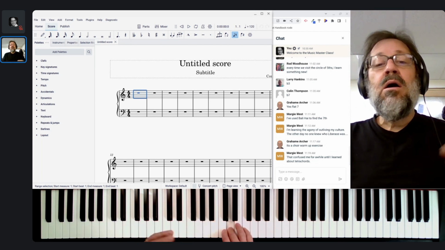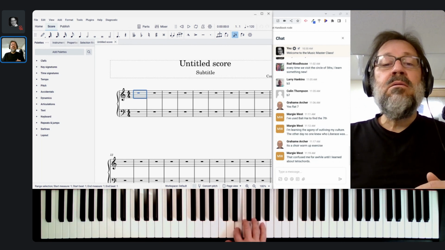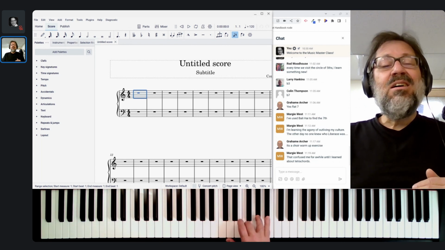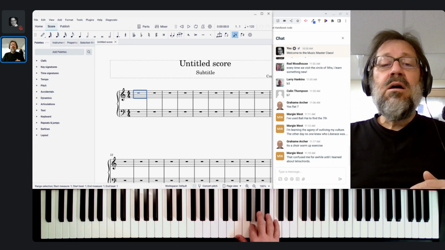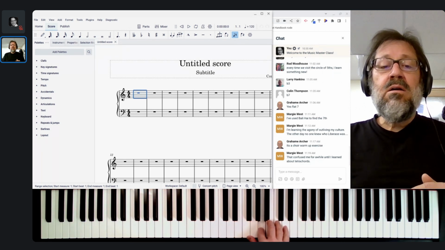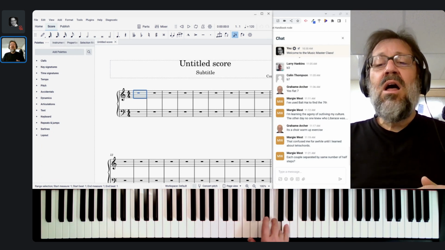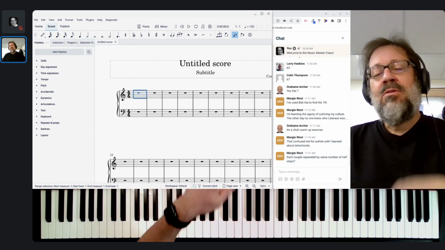Ba-da-dum, da-da-dum, da-da-dum, da-da-dum, da-da-dum, da-da-dum, da-da-dum, dum. All right, we're going to do it without the piano now.